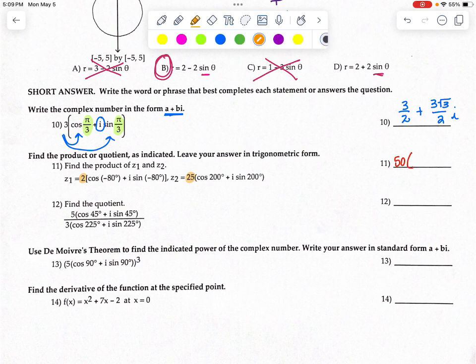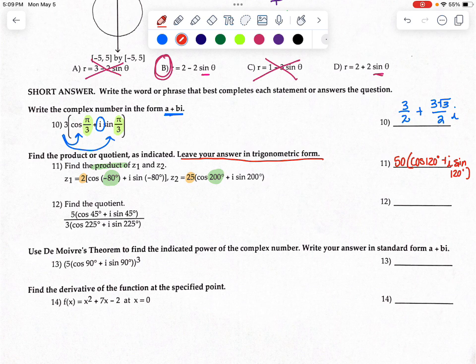Then what you're going to do is take the two angles, negative 80 degrees and 200 degrees, and add them because you are finding the product. Product, add goes together. So if I add those two together, that of course is going to give me 120 degrees. So it's going to be cosine of 120 plus i sine 120. I'm totally running out of room here, but they want to make sure we leave our answer in trig form. So I'm going to leave it in trig form. That's number 11. Multiply now.